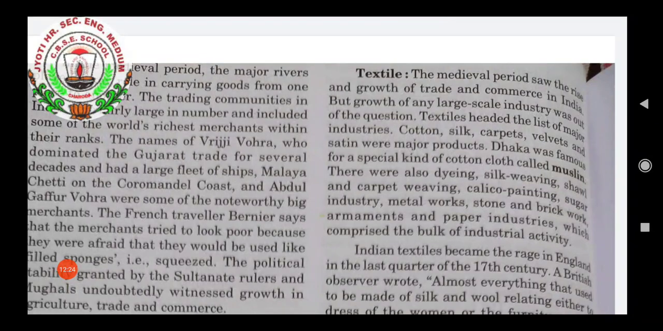Now in the next class I will be explaining the rest of the topic along with these two topics, textile and indigo. Thank you.